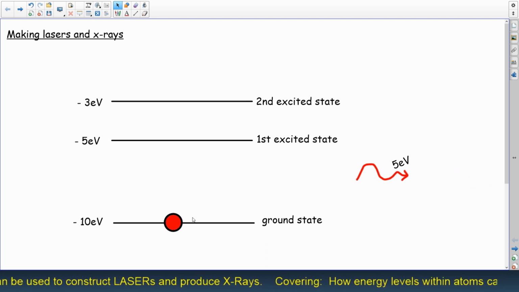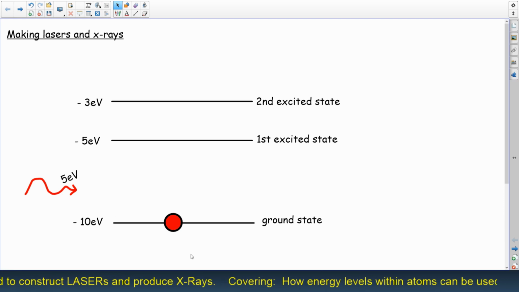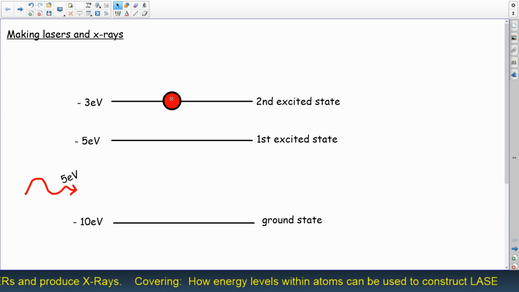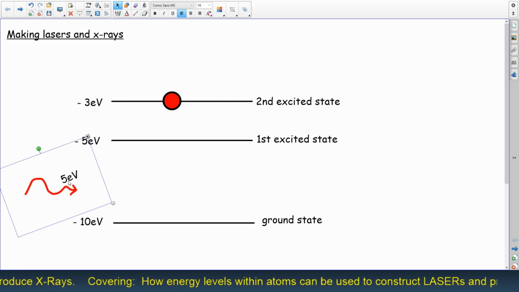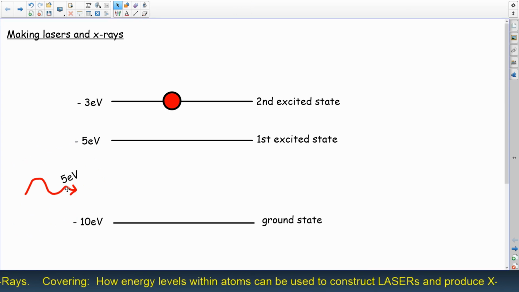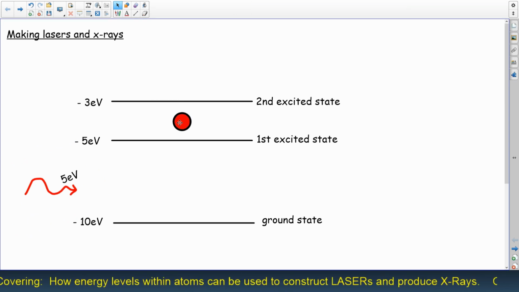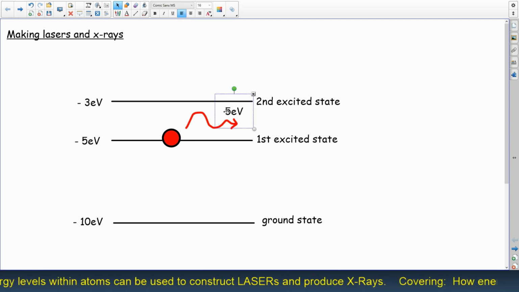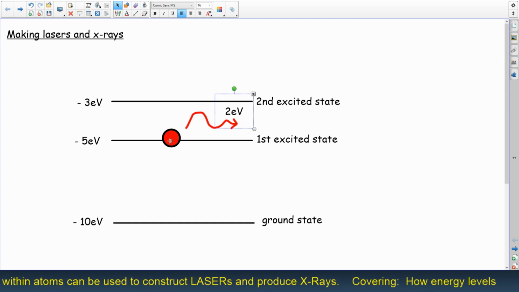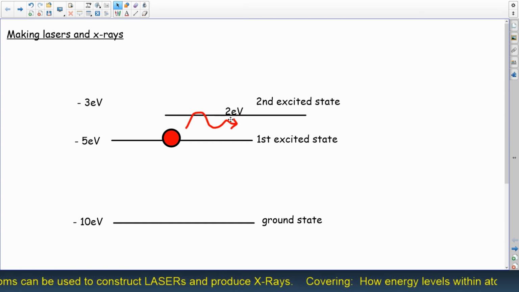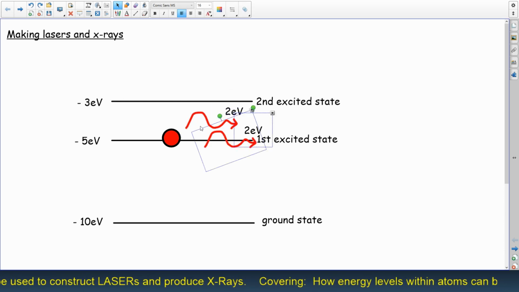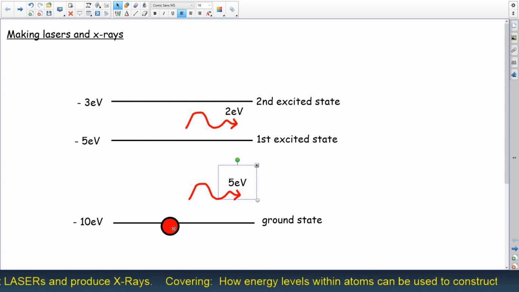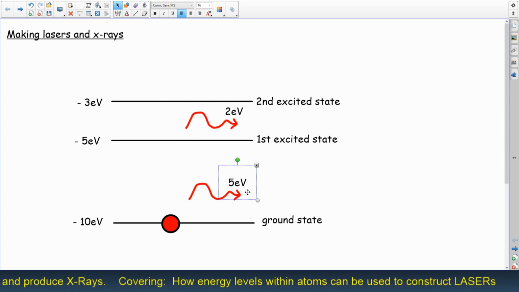Just to make sure that we're still on the same page, if we give this 7 eV, it can jump from negative 10 up to negative 3. This is a little bit more complicated in this case because now we have two decay mechanisms. We can go from negative 3 to negative 5, which would produce a 2 electron volt photon, and then fall the rest of the way, producing a 5 electron volt photon. And the result is we get two photons, a 2 eV and a 5 eV.